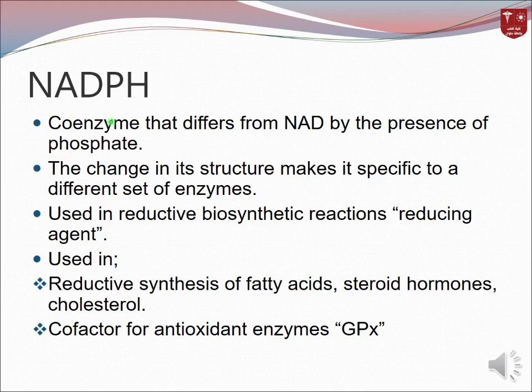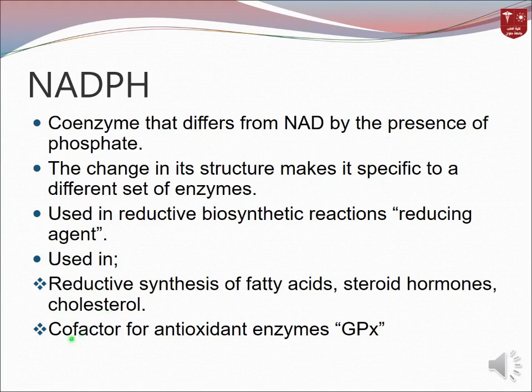NADPH is used in reductive biosynthetic reactions. It acts as a reducing agent. What are reductive biosynthetic reactions? It means that it can catalyze reactions where we synthesize molecules. Biosynthetic means anabolic reactions, like synthesis of fatty acids, synthesis of steroid hormones, synthesis of cholesterol.